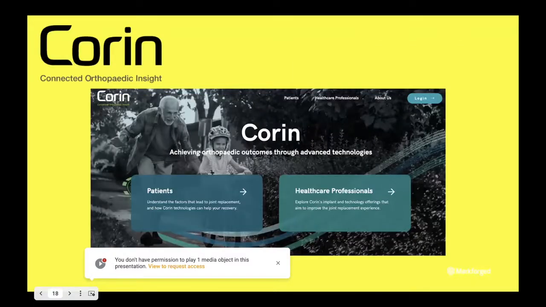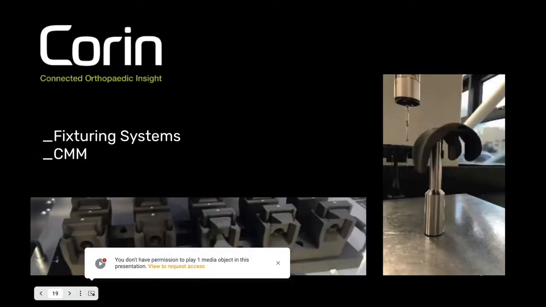Moving on. So this company here is called Khoa, and they are based in Europe, and their mission is to achieve orthopedic outcomes through advanced technologies. The interesting thing about this company is they've chosen, rather than focusing on additive manufacturing for end-use parts, they've focused, their pain point, I guess, was their fixturing systems and CMM. So that's how they use high-strength additive manufacturing, and that's what's given the most value to their business.